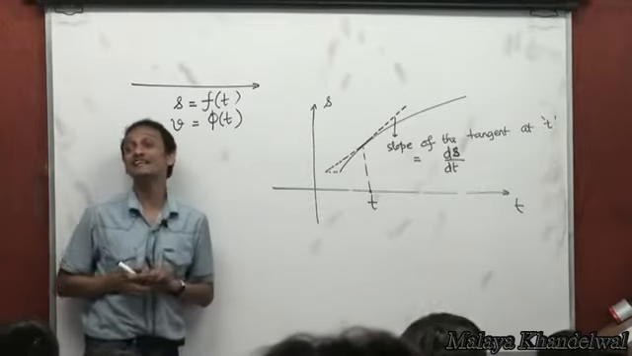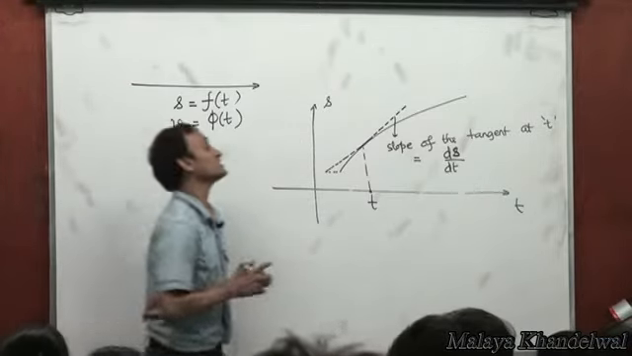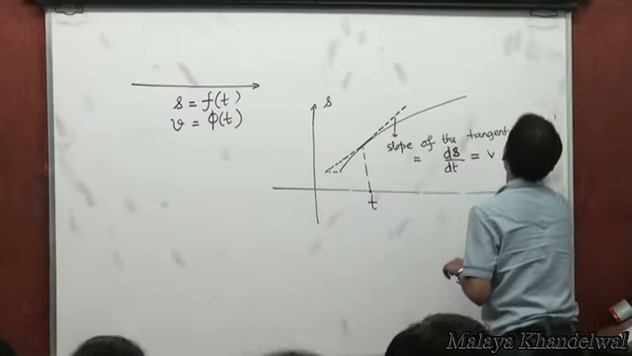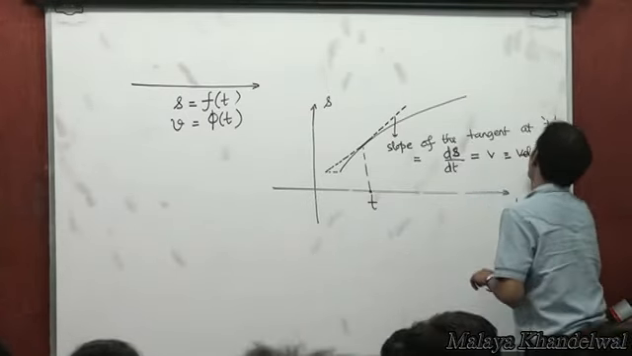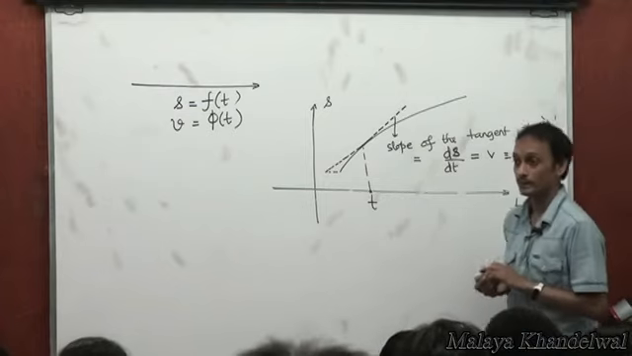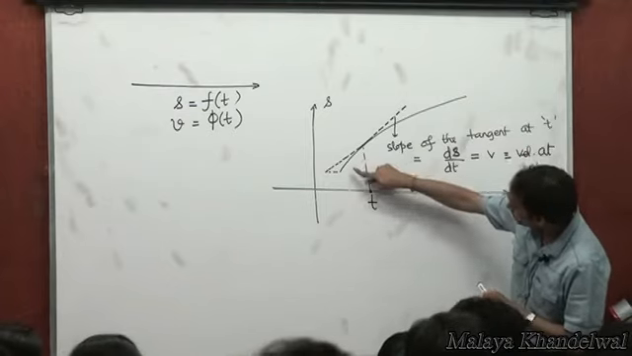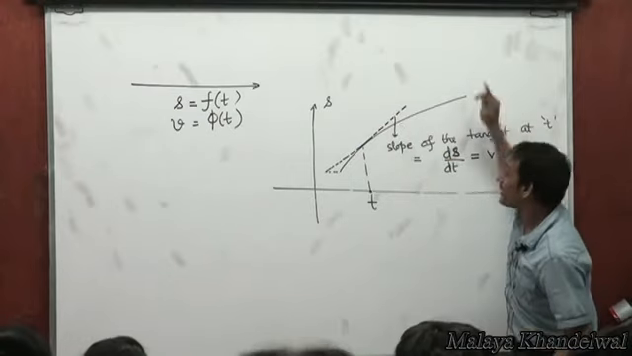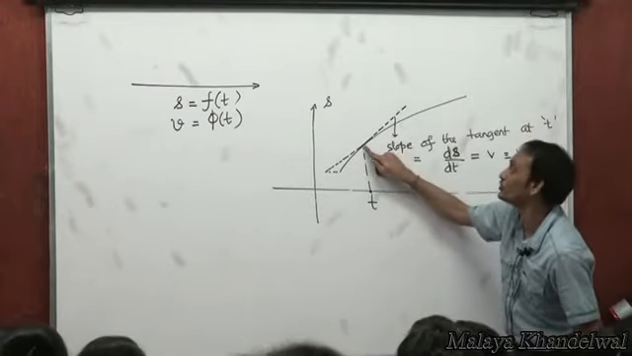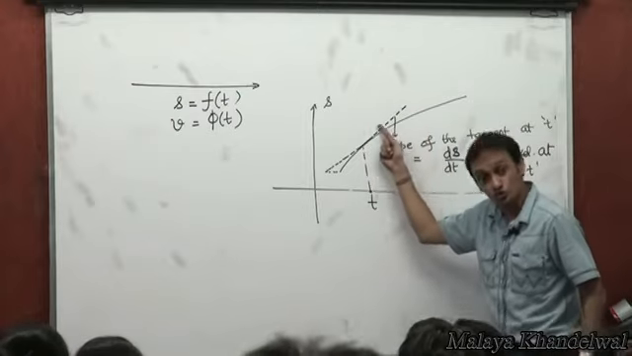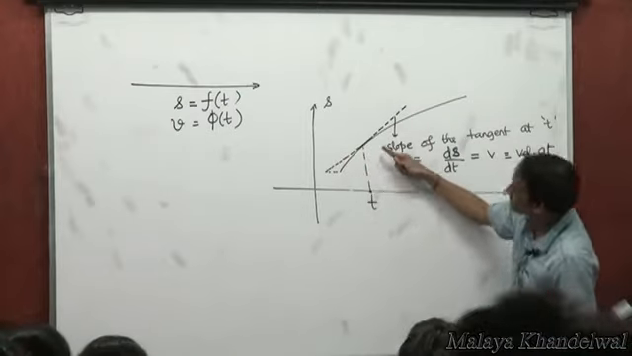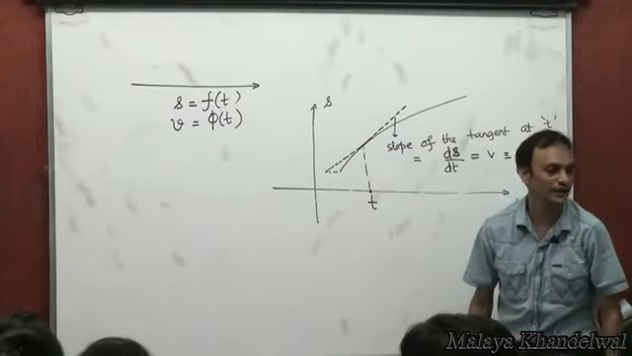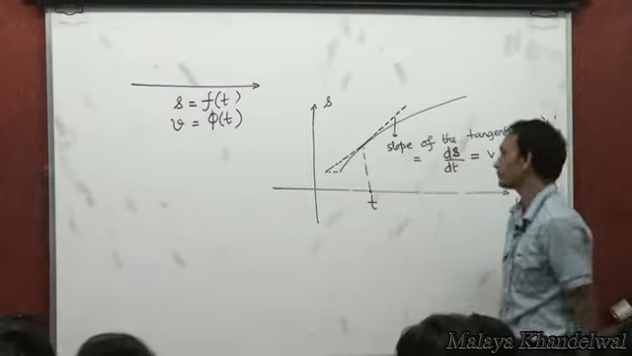But ds/dt is the velocity. This is the velocity at an instant of time t. So if somebody gives you, for a particle moving in a straight line, the displacement versus time characteristics, then to obtain the velocity at any point, all you need to do is draw a tangent to the graph at that point. Slope of the tangent at that point will give you the velocity of the particle corresponding to that instant. Clear?